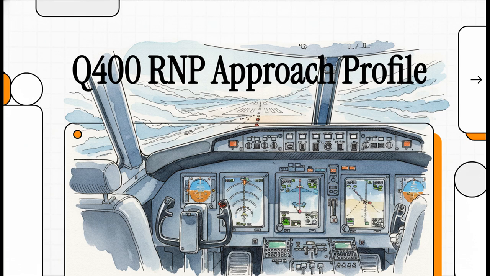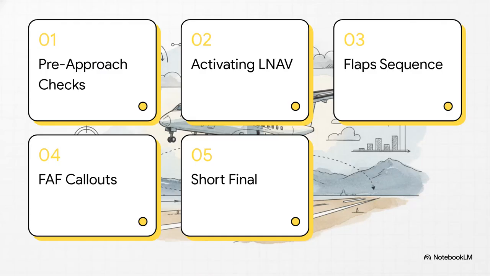So in this explainer, we're going to break down that rigid sequence so you can really master the profile and perfect your approach. Okay, let's dive right into this and build a quick mental map of our descent profile so you know exactly where we are at any given moment. We've got 1. Pre-approach checks and rules. 2. Activating the LNAV approach. 3. The Q400 flaps and gear sequence. 4. Final approach fix callouts. And finally, 5. Short final to minimums.